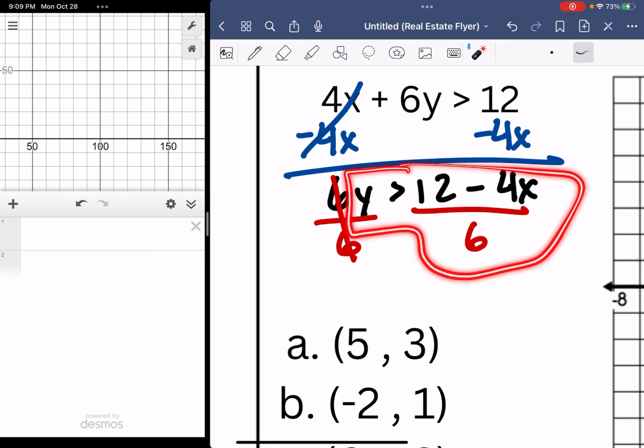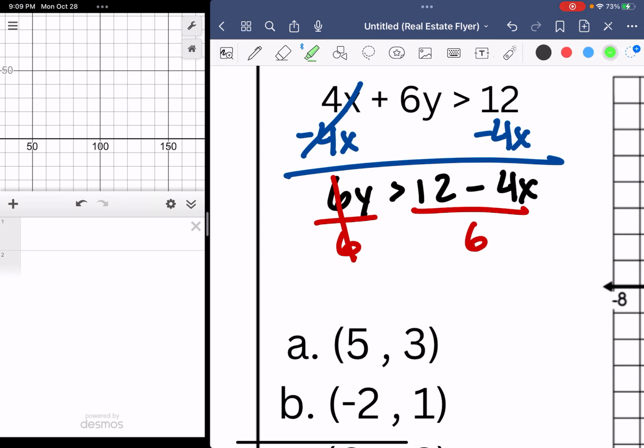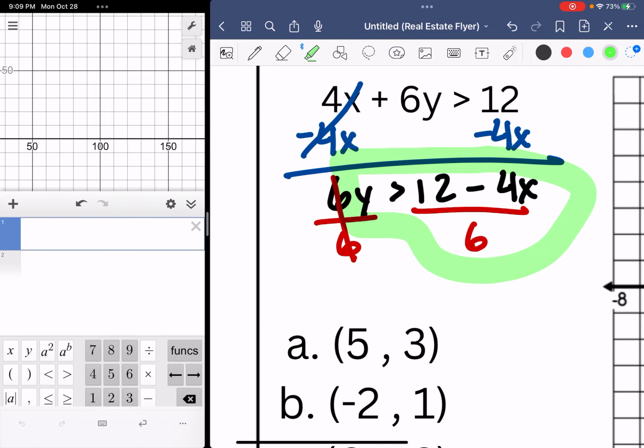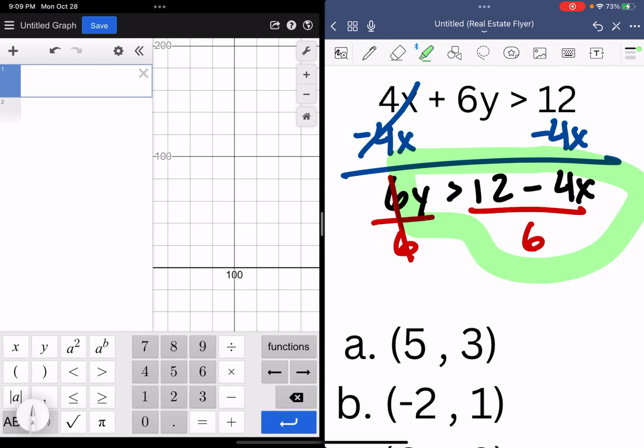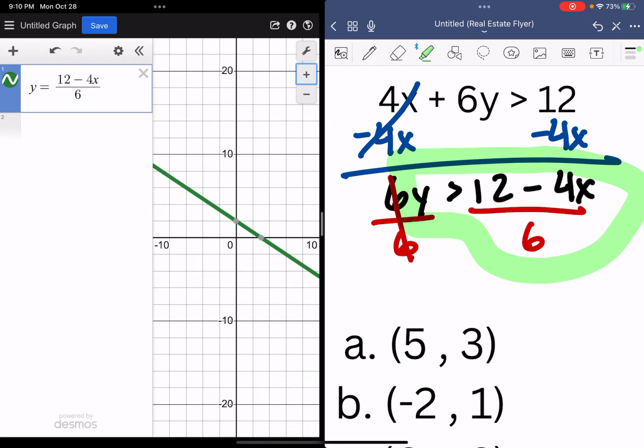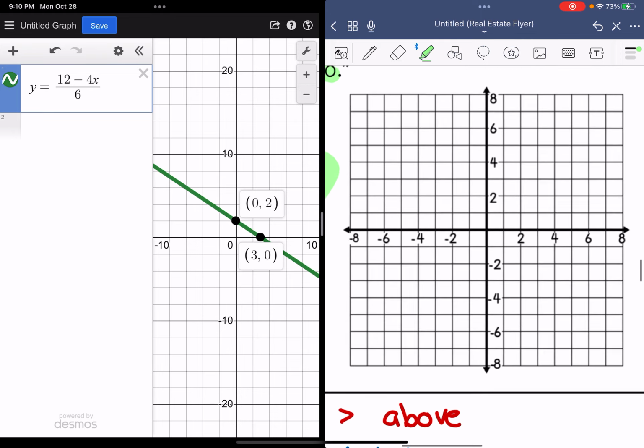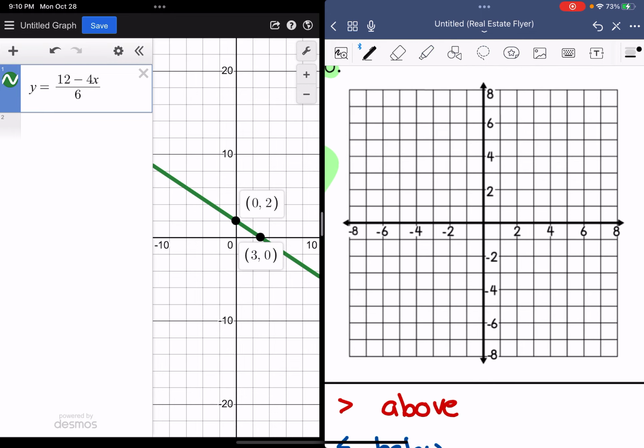Y is greater than 12 minus 4x divided by 6. So I'm going to go ahead and type that in. Y, remember it can't graph those inequality signs, so we have y equals 12 minus 4x over 6. And just like that, I have my inequality. I'm going to go ahead and use those 2 points it gave me and graph it.